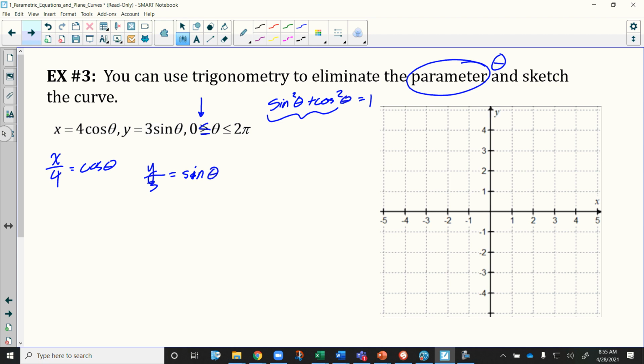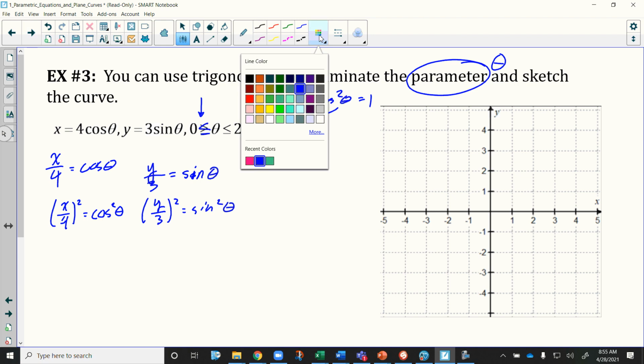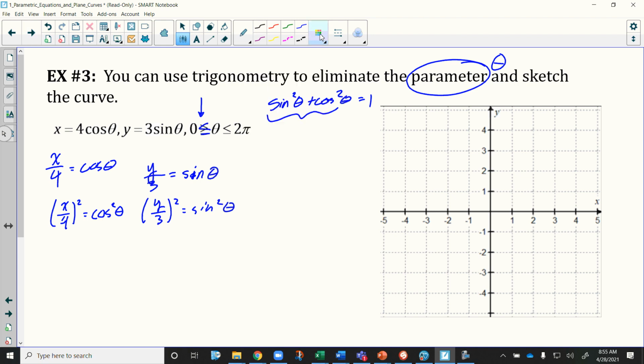If I square them, I'm going to wind up with x over 4 squared equals cosine squared of theta. Here I'm going to wind up with y over 3 squared equals sine squared of theta. So now we have our sine and cosine squared. Now we have to add them together. Let me go ahead and switch colors here so I can see what I'm going to do. I'm going to go ahead and add these together.